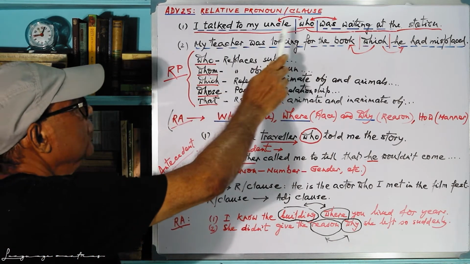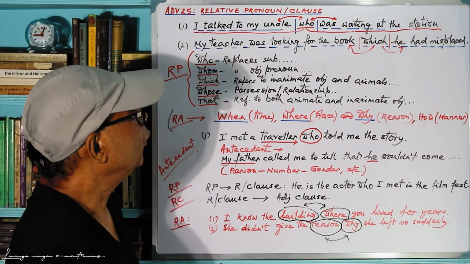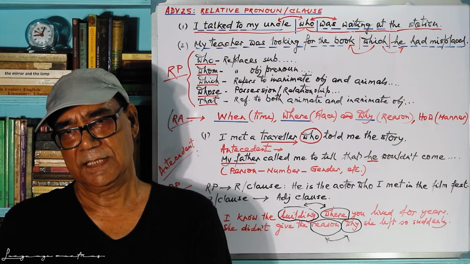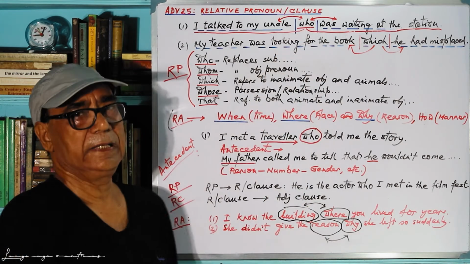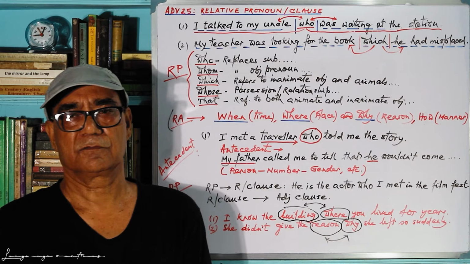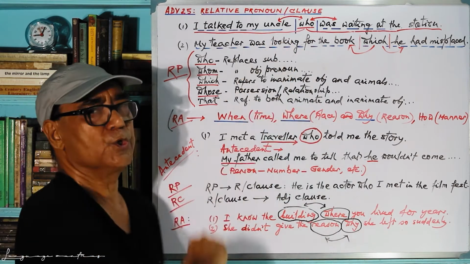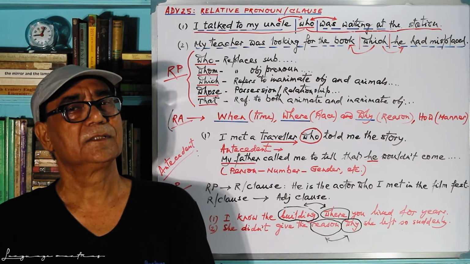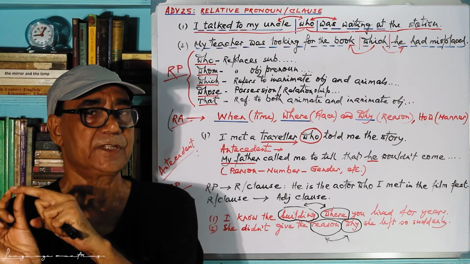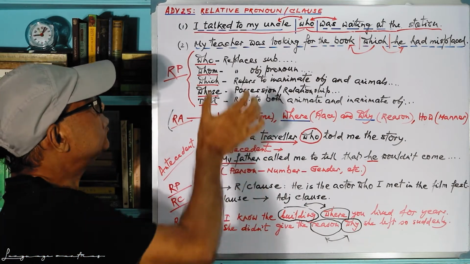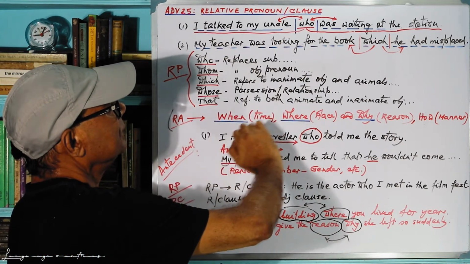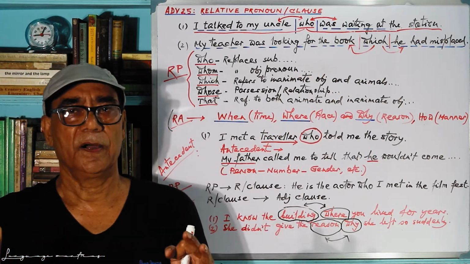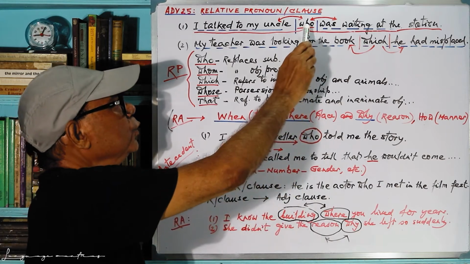So, I talked to my uncle who was waiting at the station. I tell you, this word who is a relative pronoun. So, what is the function of this word who here? Number one, this who actually serves as a conjunction. It joins two parts. I talked to my uncle, and who was waiting at the station. These two parts are joined by who.